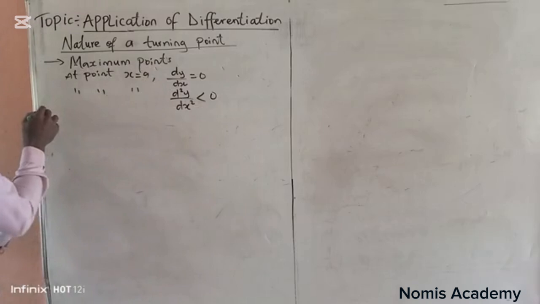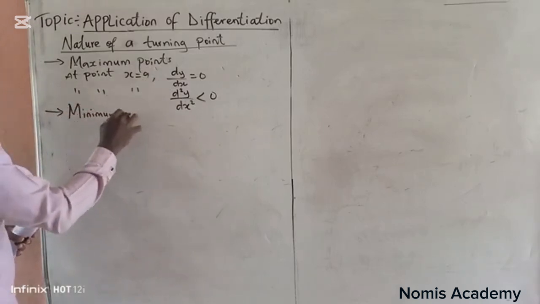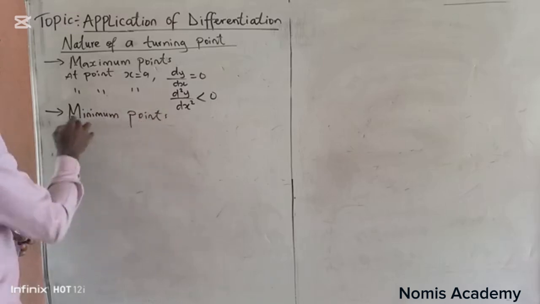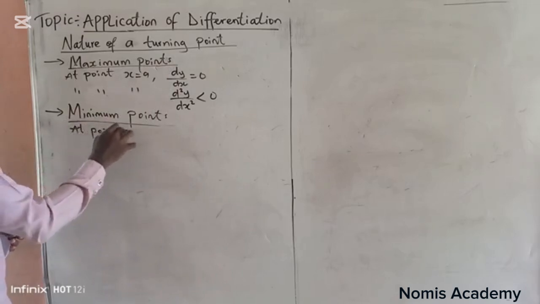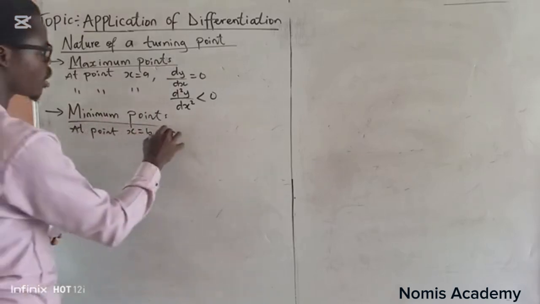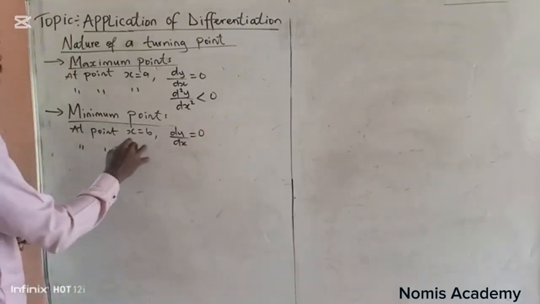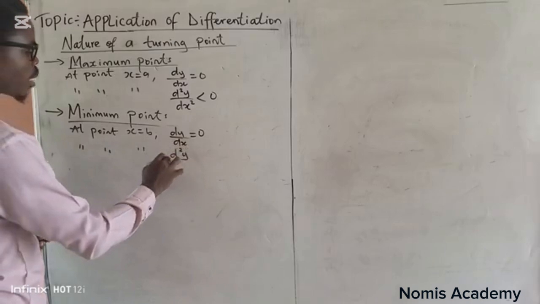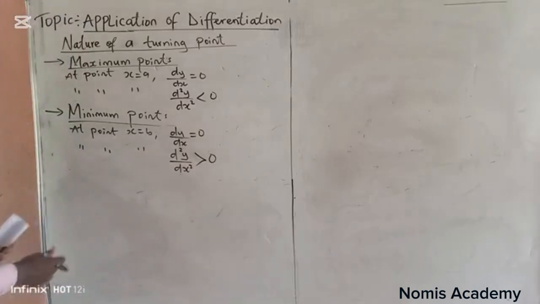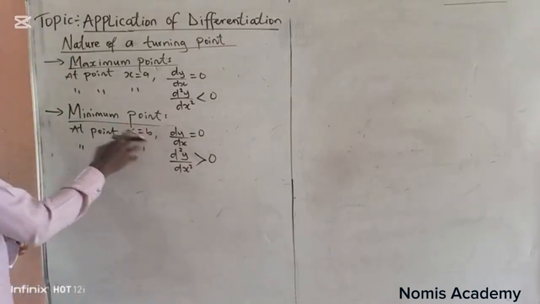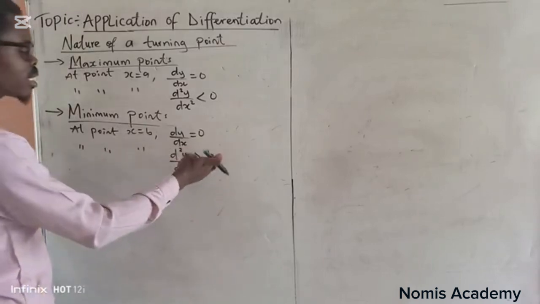Now for minimum points, at the point x equals b, dy over dx must equal 0. Also at that same point, d squared y over dx squared must be greater than 0. So this particular point is called a minimum point if d squared y over dx squared at the point is greater than 0.